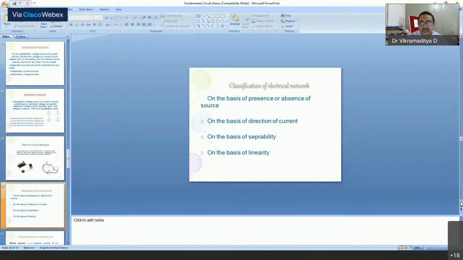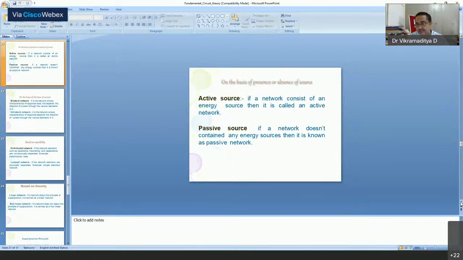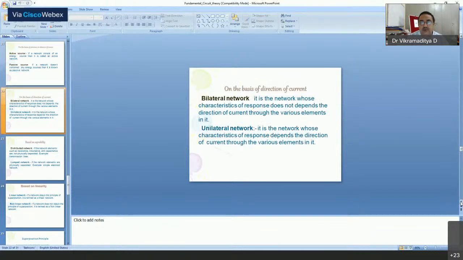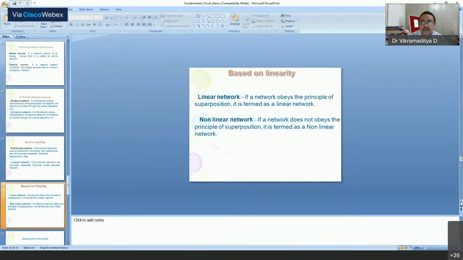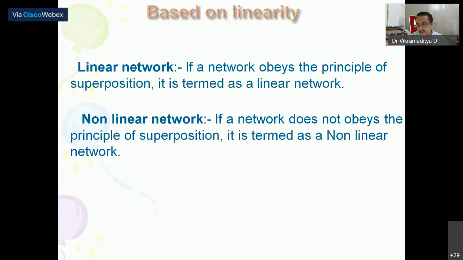Then on the basis of the direction of current, we again classified active source, passive source. If an active energy source is present, then it is called an active source element or active network. Passive network has only passive components. Then we also talked about bilateral, unilateral elements and the corresponding networks. Then we talked about distributed network, lumped network. Then we stopped here, where we were talking about linearity and non-linearity.